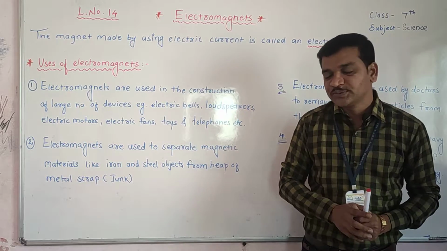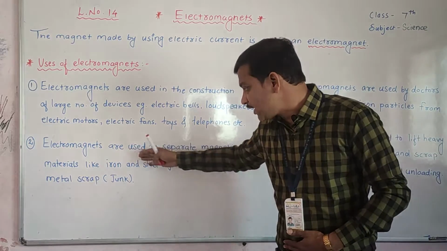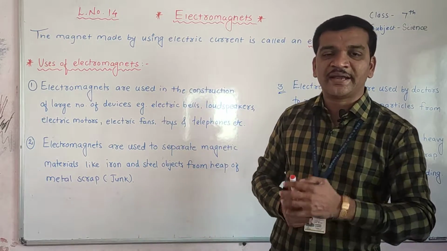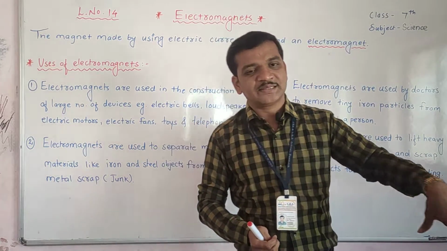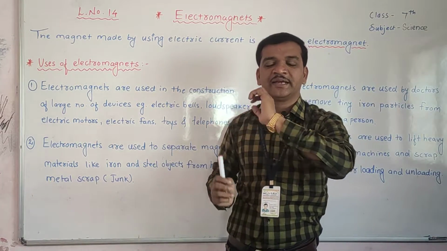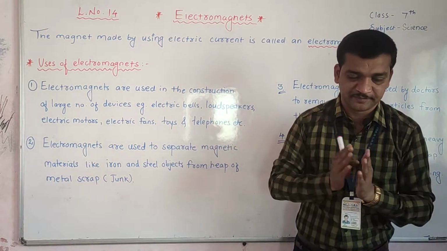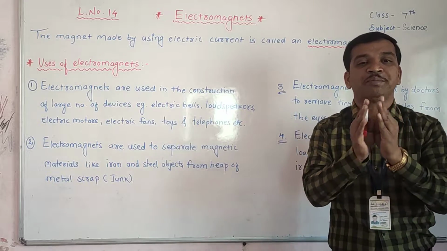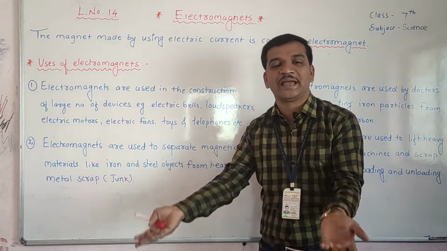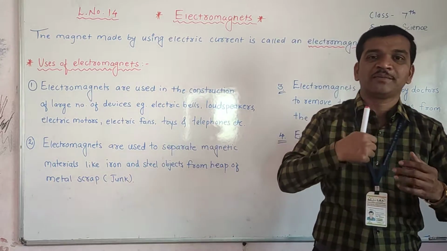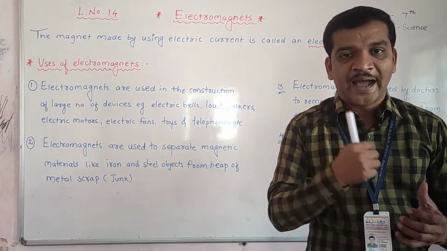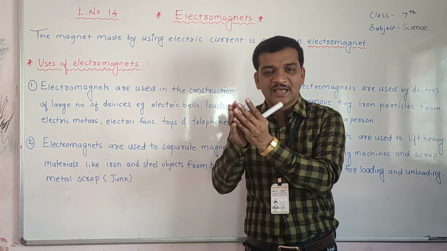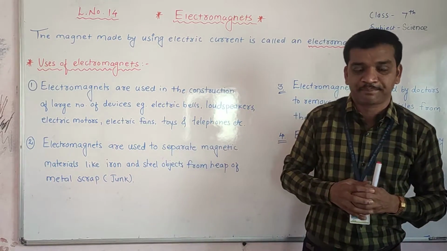Second use. Electromagnets are used to separate magnetic materials. Now what is meant by magnetic materials? Those materials that are attracted towards a magnet are called magnetic materials. So electromagnets are used to separate out the magnetic materials from non-magnetic materials. What are the magnetic materials, students? Iron is a magnetic material, steel is a magnetic material.